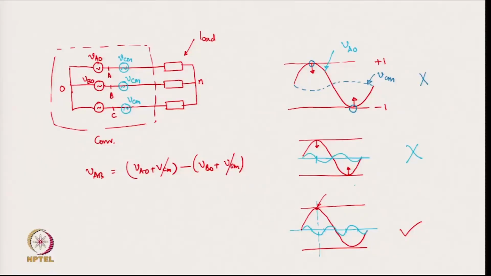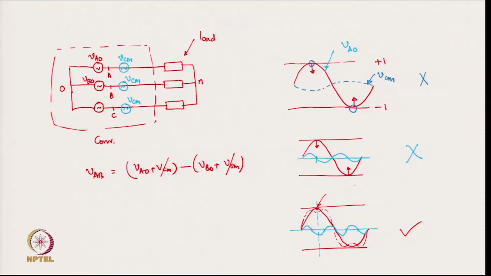So, we see that the third harmonic, if we add to this waveform, then it is possible to reduce this peak, and so this waveform will be somewhat like this, the resultant waveform. The resultant waveform will be somewhat like this. We will show you the resultant waveform a little later.